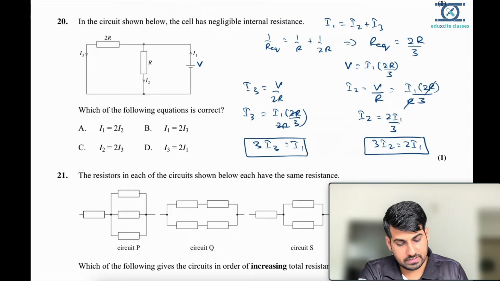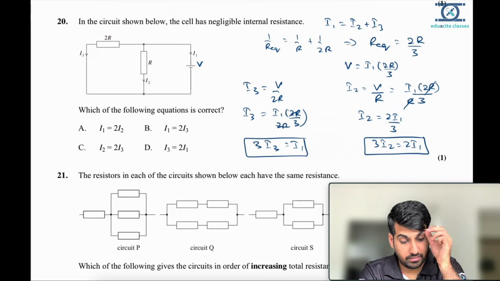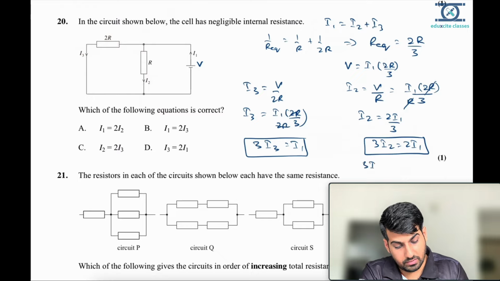Now compare this I3 and I1. So what I can say, 3I3 is equal to I1. So 3I2 is equal to 2 times 3I3. Okay, so this 3 and this 3 get cancelled. So I2 is equal to 2I3.